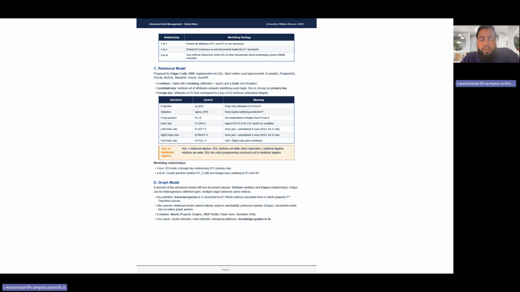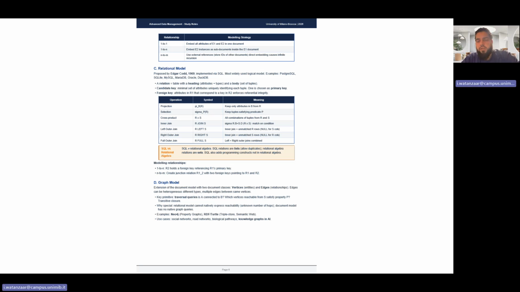So for many-to-many, use external references: store IDs of other documents. Directly embedding causes infinite recursion. So this is how they are using external references, storing the IDs of the other documents, since directly embedding causes an infinite recursion. Here an infinite recursion occurs during the many-to-many because it's a many-to-many relationship and a little bit complex.